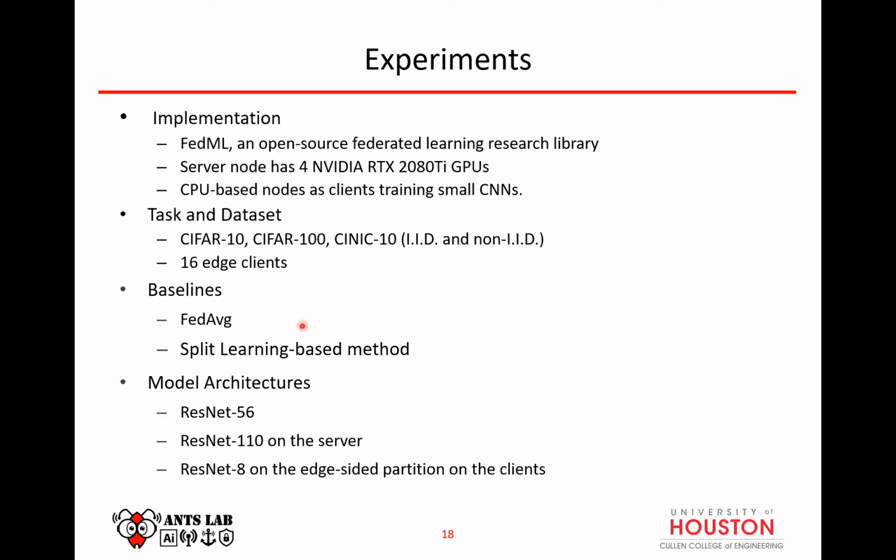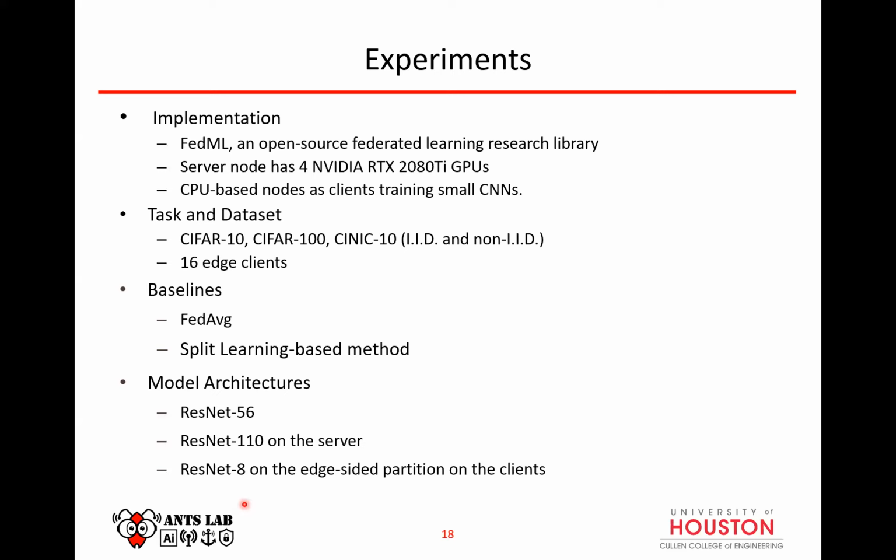For the baseline comparisons, they use vanilla federated averaging, the standard federated learning method. And the second baseline is the split learning based method, which we saw earlier in the preliminary. They use these two as the baselines. For the model architecture, they use bigger ones like ResNet 56 or ResNet 110 on the server side. And on the edge side, they use a smaller neural network, the partitioned one on the clients, like ResNet 8. ResNet 8 has 8 convolutional layers, so it is a self-sufficient, contained smaller neural network in itself.